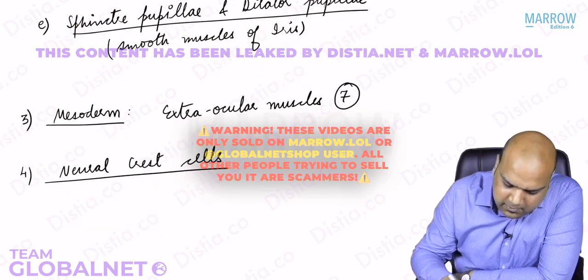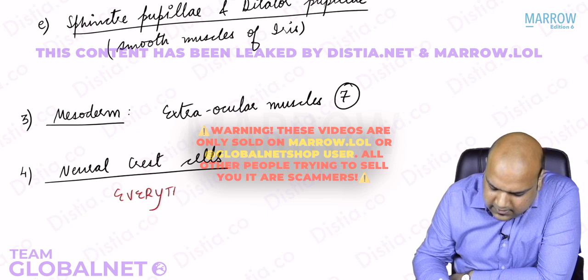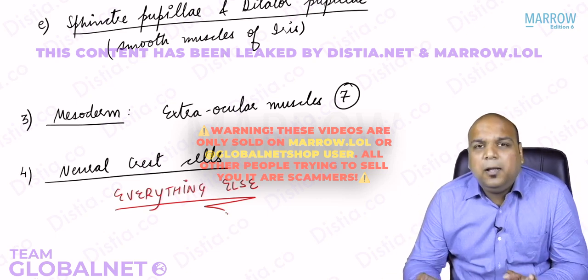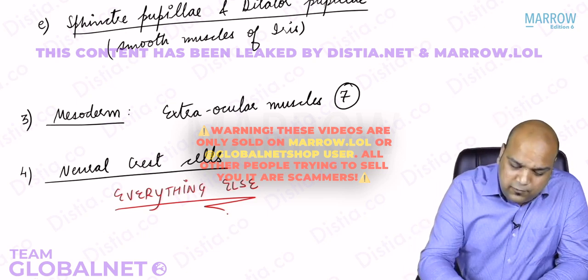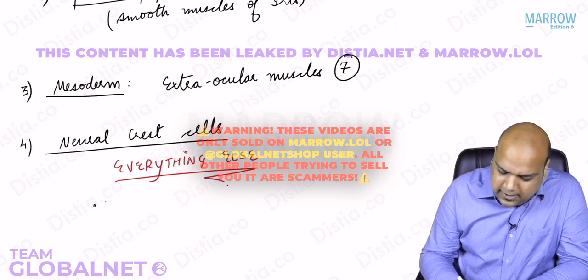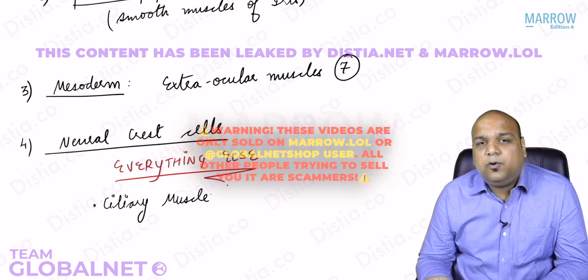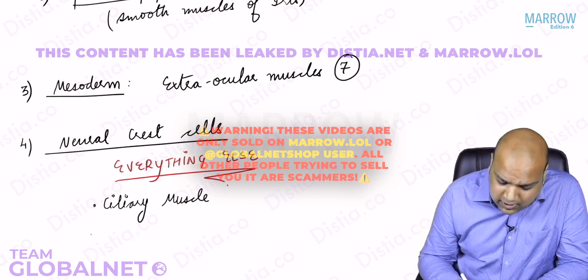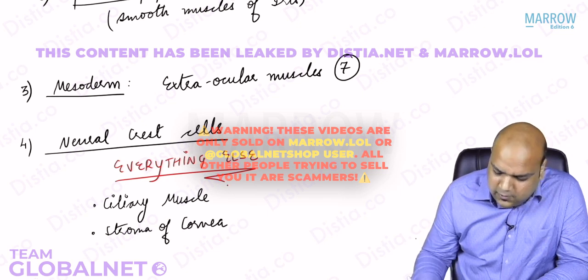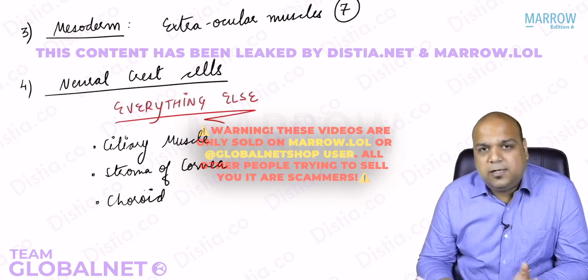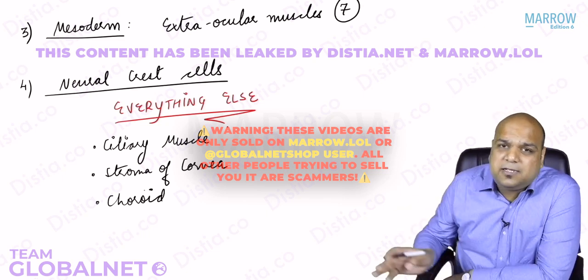And lastly, what we are left with is neural crest cells. So if I have to remember, I will remember it like this, everybody. Everything else is going to develop from neural crest cells. So if you ask me, sir, there is another muscle in the eye apart from sphincter pupillae and dilator pupillae, the ciliary muscle, where will it develop from? I will say it will develop from neural crest cells. If you ask me, sir, where does the stroma of the cornea develop from? I will say again, why are you asking me? It develops from the neural crest cells. If you ask me, sir, choroid, it develops from neural crest cells, so on and so forth. I can keep forming the list.